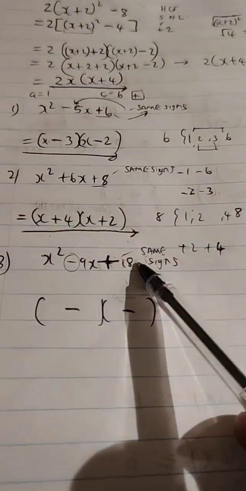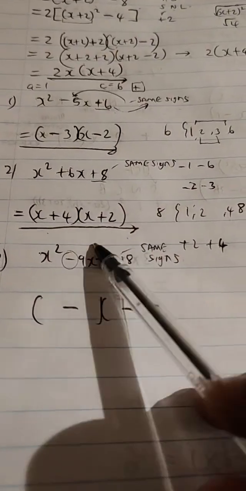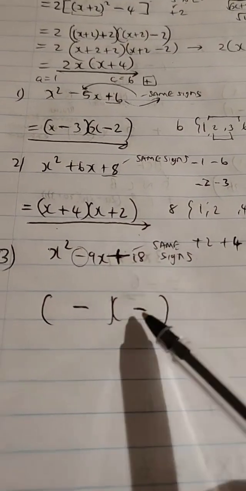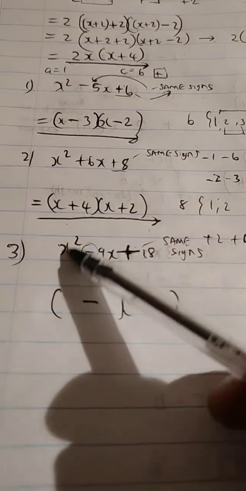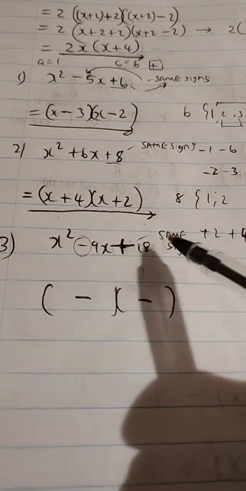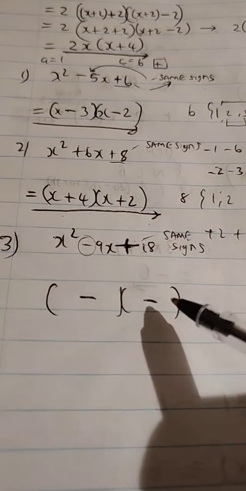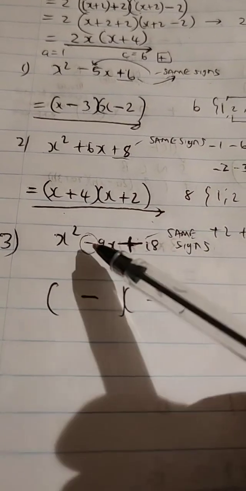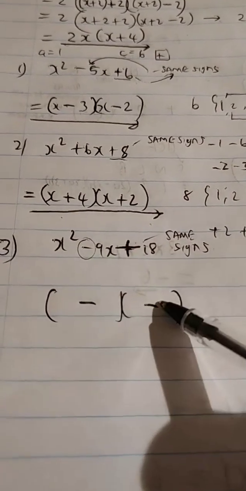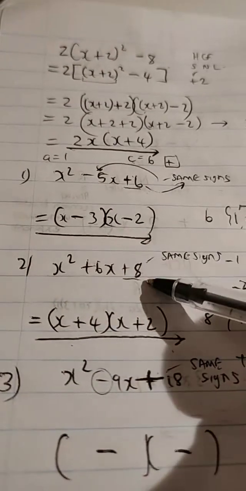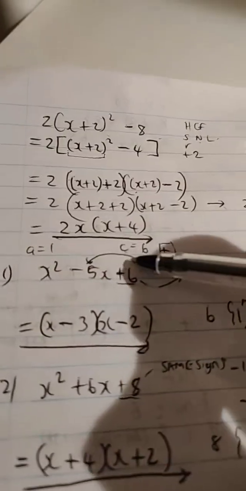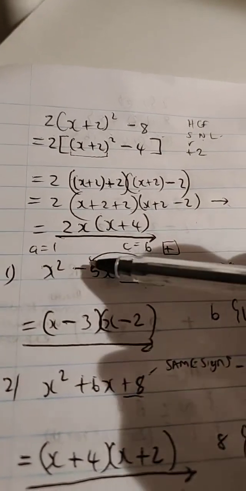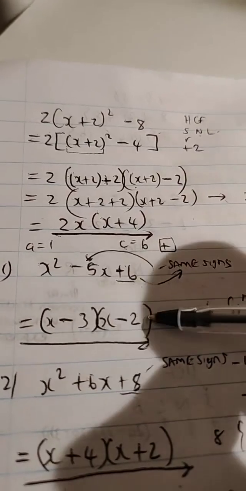Factors of 18, very good. So a positive constant last term means the signs are going to be the same. If they are going to be the same, they are going to be the same according to the sign of the middle term. So what signs am I actually going to be writing here? Whatever this is, those are the same signs I'm writing. Plus means same signs.